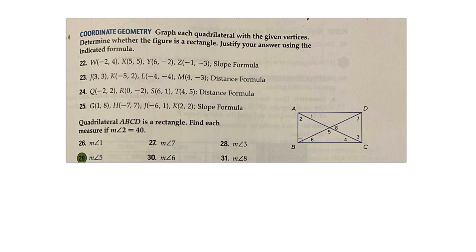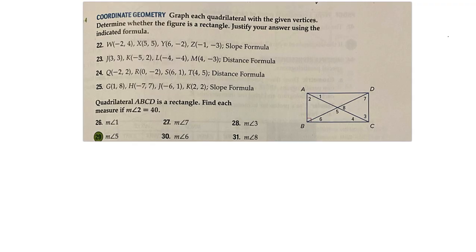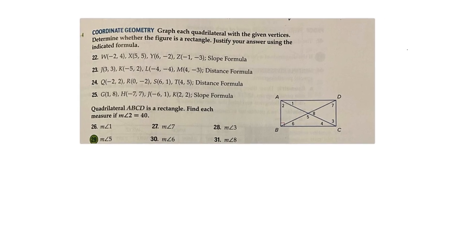Okay, graph each quadrilateral with the given vertices, determine whether the figure is a rectangle, justify your answer using the indicated formula. Okay, so of course, very similar to the one that we did before. However, now we're dealing with rectangles, so we do have to be on our game. They want to know, is this an actual rectangle? And they want us specifically to use the slope formula to find it out.